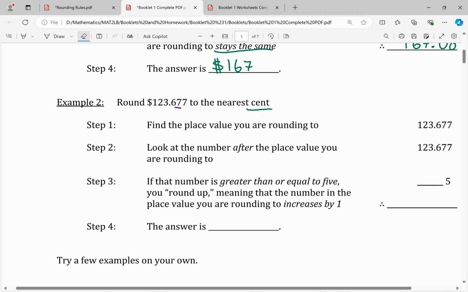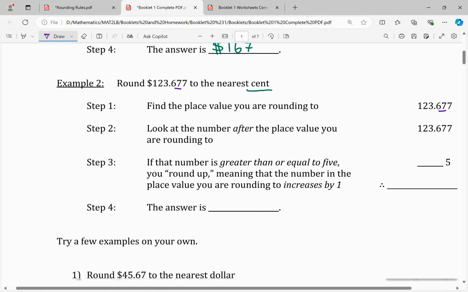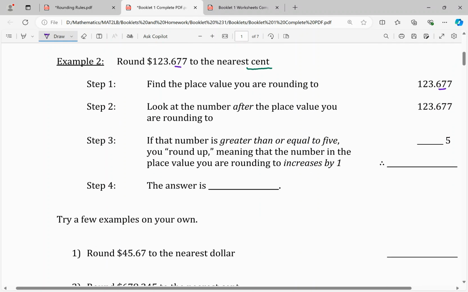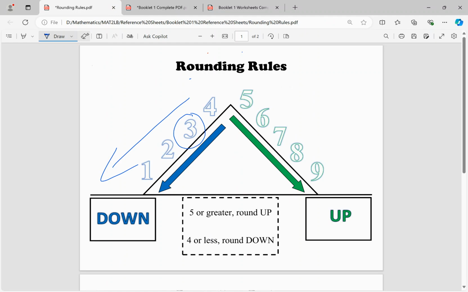After that, the process stays the exact same. Let's follow these steps. Step 1, find the place value you're rounding to. Check, did that. Step 2, look at the number after the place value that you're rounding to. So we are looking after this 7, and conveniently, it's another 7. Now, 7 is greater than 5. So if you look at our cheat sheet, you'll see that because 7 is on this side of the diagram, we are going to be rounding up.